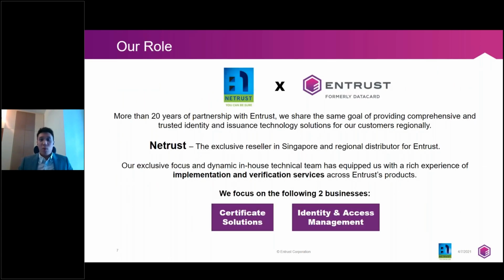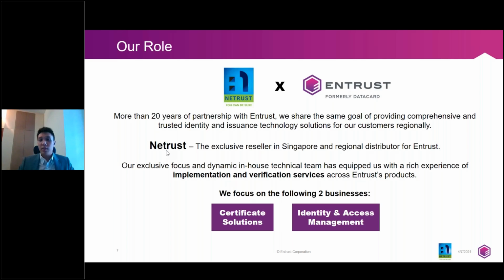Just to share who NetTrust is and what our partnership with Entrust is. We have been a partner of Entrust for more than 20 years, and we share the same goal of providing comprehensive and trusted identity for our customers regionally. NetTrust is the exclusive reseller of Entrust in Singapore, and we are also the regional distributor for Entrust in the ASEAN region.